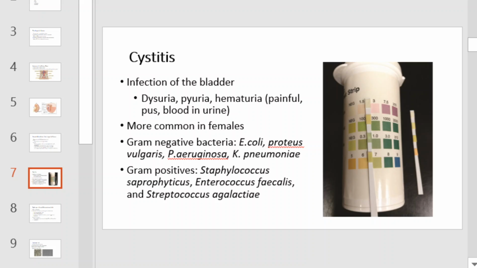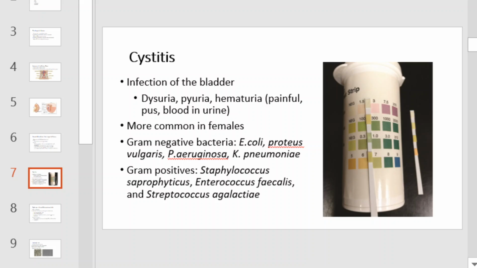Cystitis. Cystitis is an infection of the bladder. Dysuria, pyuria, hematuria are all results of this type of infection. Painful urination and pus and blood in the urine can be seen as symptoms of this infection. It is more common in females.